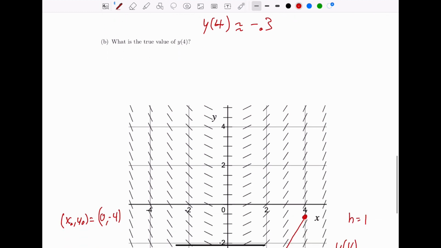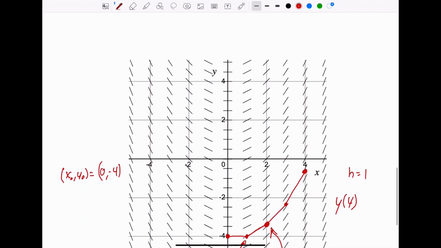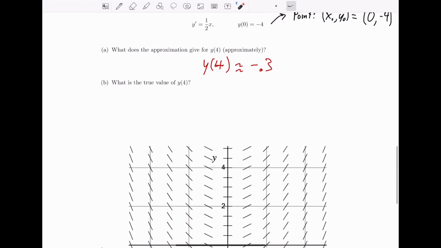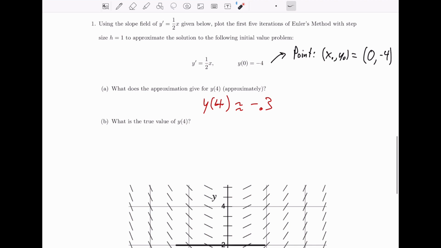So that would be the approximate value that we get for the y value of the solution curve when x equals 4. Now let's look at the last part of this problem. What is the true value of y of 4? How do we find the exact value here? Well, to find the exact value, we need to solve the differential equation. So to find the true value, we must solve this differential equation.